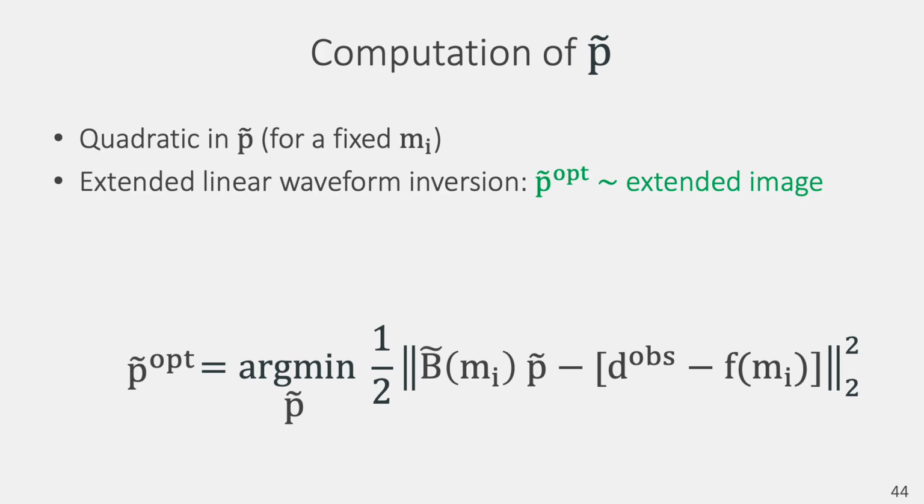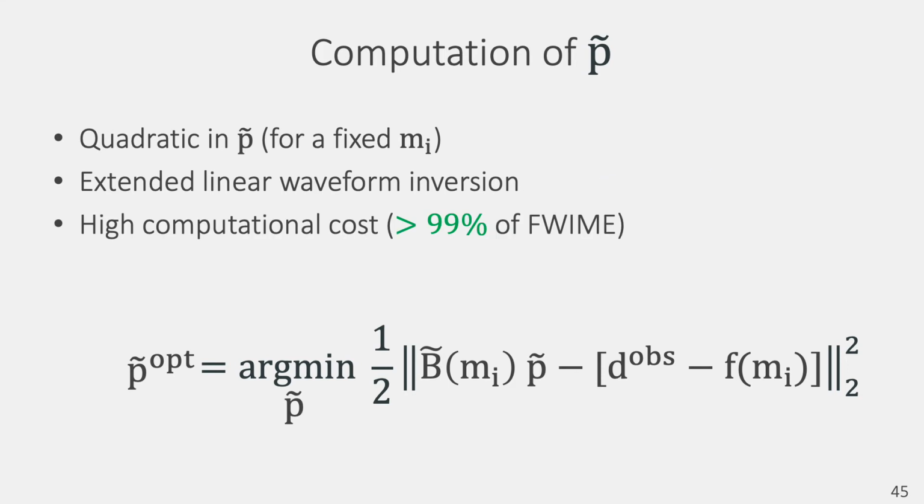But in our case, we have an extended least squares RTM, also called extended linear waveform inversion. And the take-home message here is that our optimal extended perturbation p tilde opt is computed in a similar fashion as an extended least squares migration. And we will see that naturally it possesses similar features as extended migrated images.